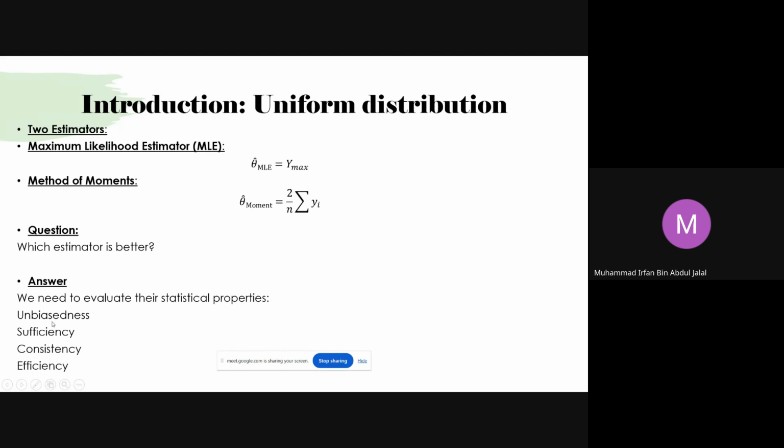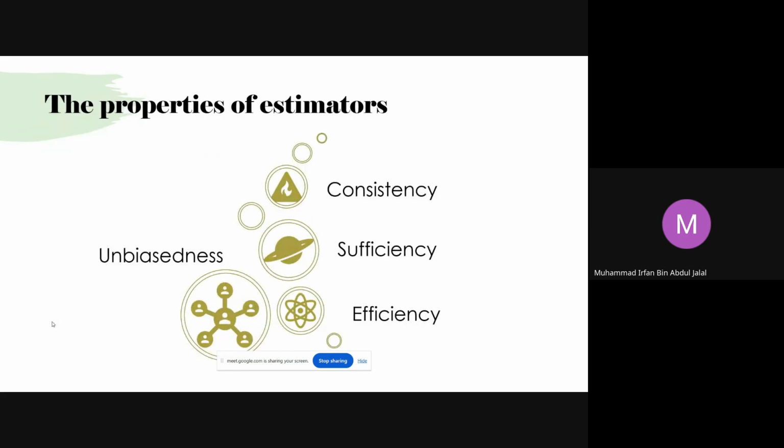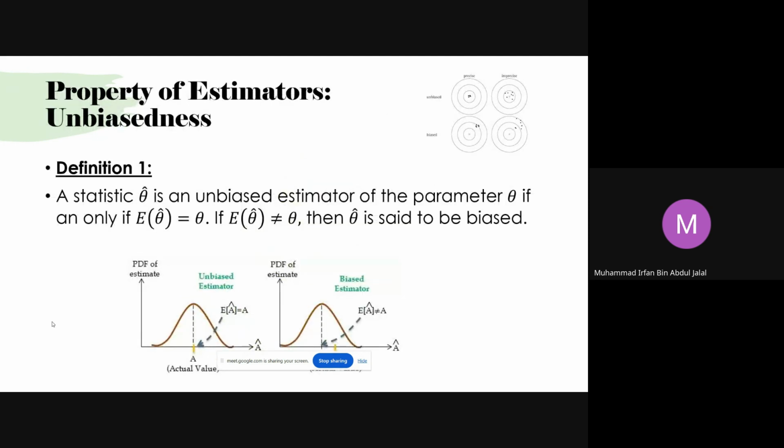During the lectures, always remember these are the four important properties of estimators that you need to employ when you want to see the performance of an estimator, and which one is a better estimator for the population parameter of interest. As a recap: the unbiasedness of the estimator, the consistency of the estimator, the sufficiency of the estimator, and the efficiency of the estimator.